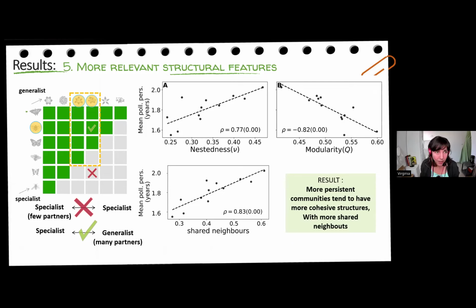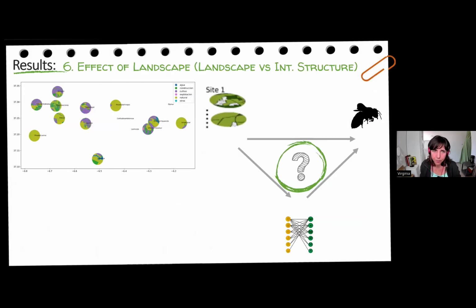So anyway, in this case, what we found was that the metric that most correlated with the pollinator persistence was the number of shared partners. So the more mutualistic partners that you share, the more pollinator persistence that you find in a given community.